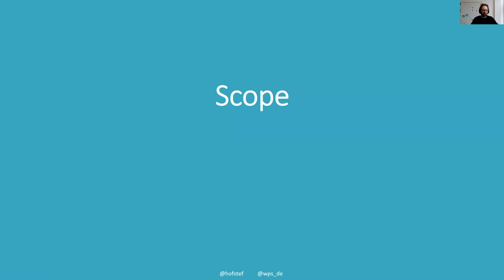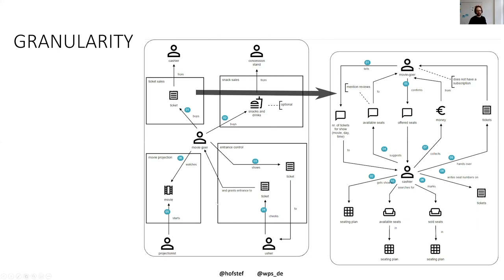Another thing that I should mention is the topic of scope. So what do I mean by scope? The one factor that is easy to understand is the level of detail that we choose for the main story. We also call it granularity frequently. This example here is a fictitious example from a cinema where you can make reservations and buy tickets for movies. The left one is a very high level view, a big picture.